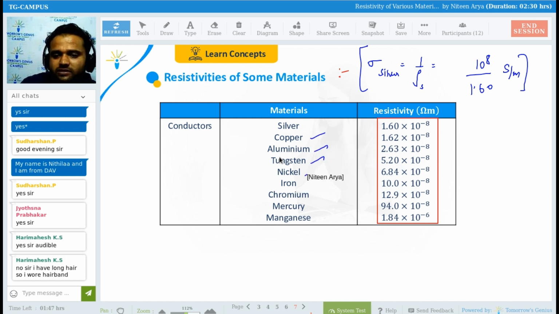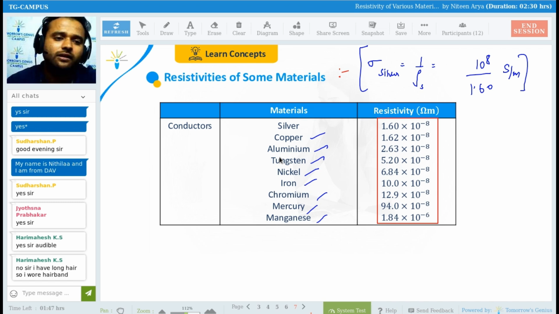In the same way aluminium, tungsten, nickel, iron, chromium, mercury, manganese. These are the orders of resistivity. From the order of resistivity, you can tell the order of conductivity just by reversing this. So if conductivity is given, you can tell about the resistivity, and if resistivity is given, you can tell the actual value of conductivity. Everyone clear?